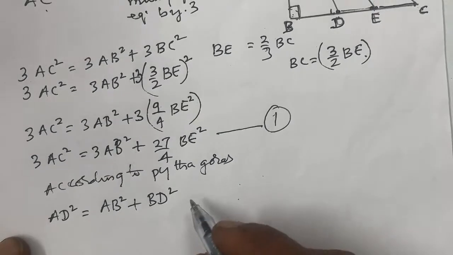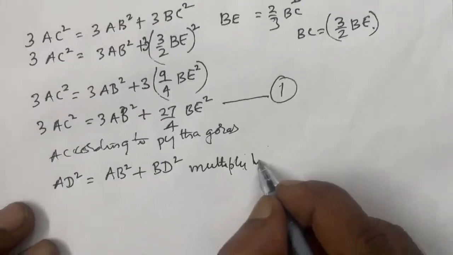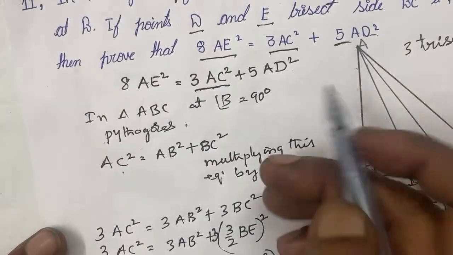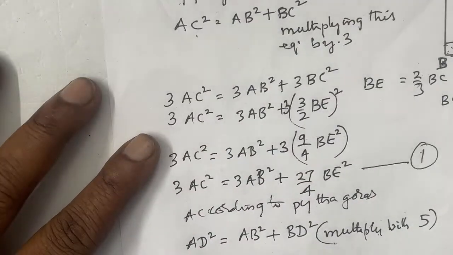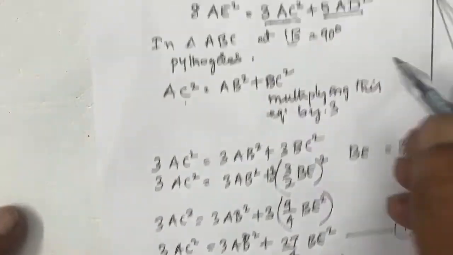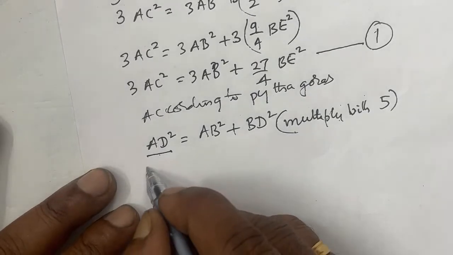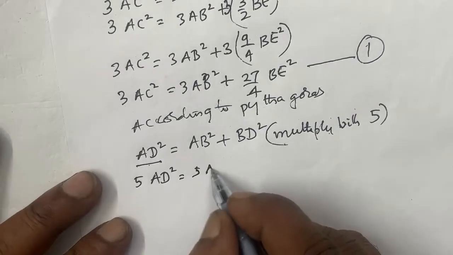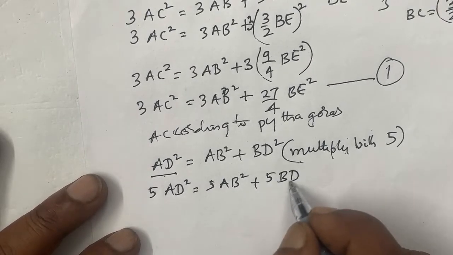And now it is time to multiply with 5. Why multiply this equation with 5? Because the main equation is asking us to prove 5AD square. For that purpose, AD is the subject here, and I have to get 5AD square. I have to multiply this equation with 5. So if I multiply with 5, 5AD square equals 5AB square plus 5BD square.